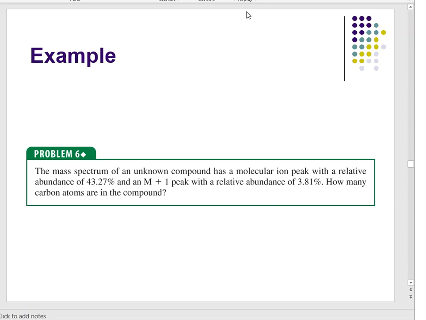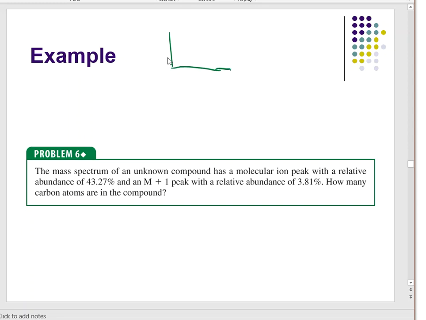Now, notice it didn't give me structure. It doesn't have to. Notice it didn't even tell me what the M peaks were. It didn't give me the total weights of the M peak or the M+1 peak. It just gave me the abundance of them. That's the only thing that it did. How tall were the peaks? That's all that it did.